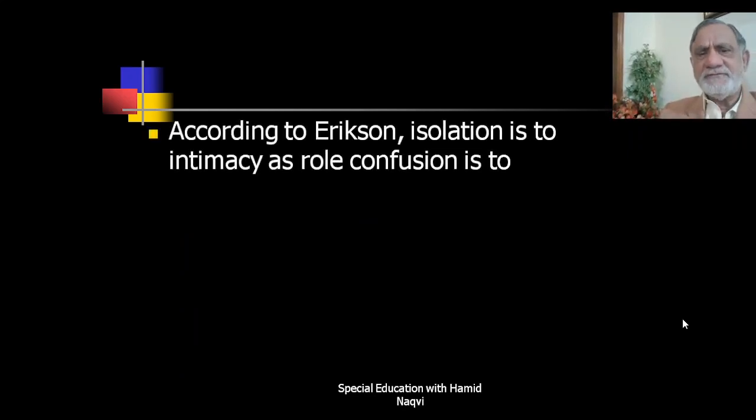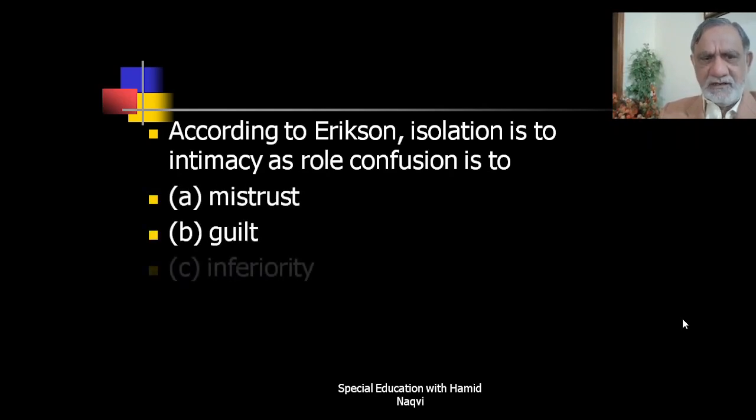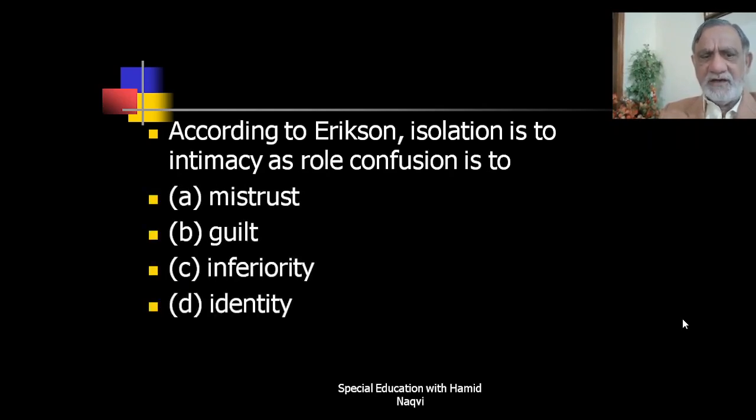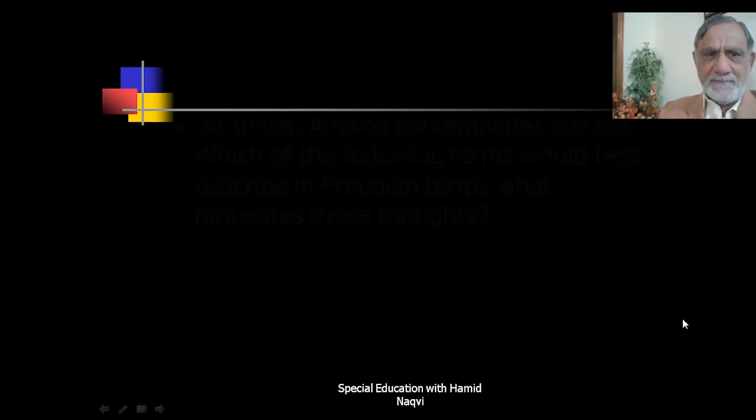According to Erikson, isolation is to intimacy as role confusion is to mistrust, guilt, inferiority, or identity. Correct one is the last one, that is identity.